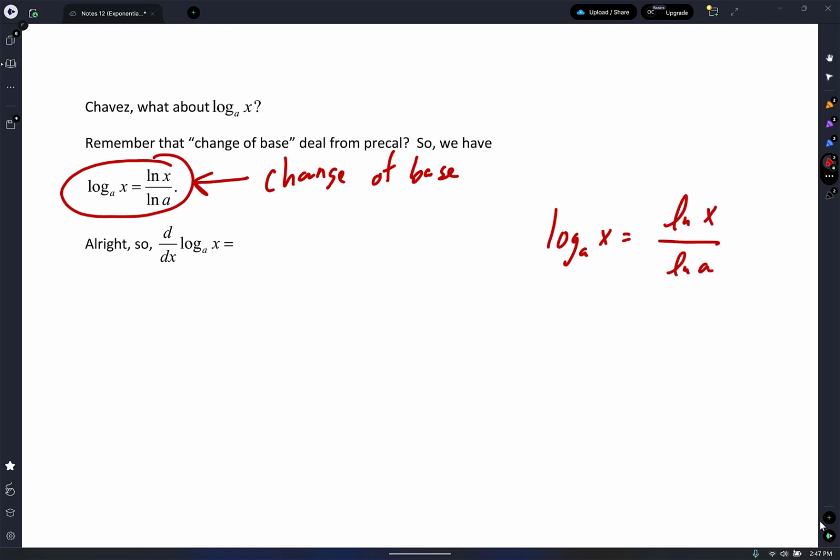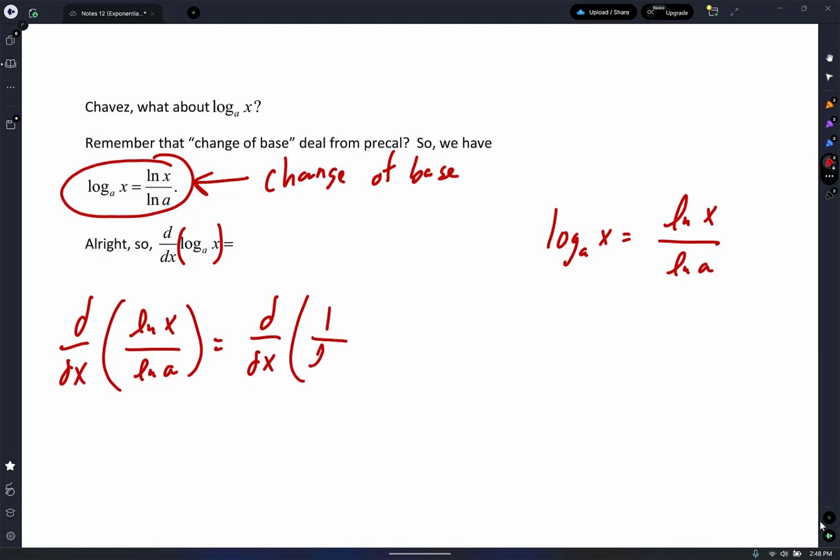Well, guess what? You already know what the derivative of ln of x is, don't you? And ln of a is a constant. So I'm going to write right here, look. d/dx of log base a of x is the same thing as saying d/dx of ln of x over ln of a. That's the same thing, which equals, I haven't taken the derivative yet, d/dx. I'm just rewriting it to make it pretty for you guys. 1 over ln of a times ln of x. 1 over ln of a is a constant, yes or no? So leave it alone. So here it is. I'm taking a derivative. 1 over ln of a times, what's the derivative of ln of x? 1 over x. So my derivative is 1 over x ln of a.